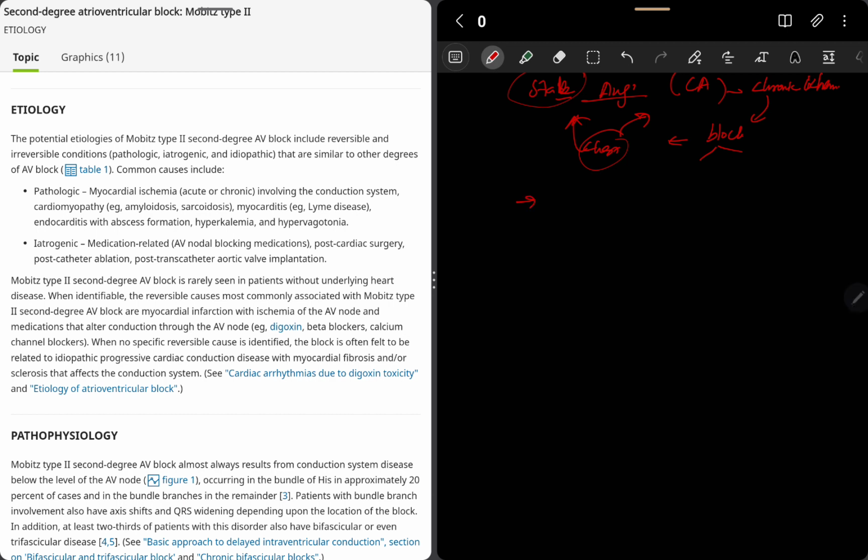Also, if there are any cardiomyopathic features like sarcoidosis, amyloidosis or Lyme's disease, that can lead to myocarditis. Or, for example, patients with hyperkalemia can undergo Mobitz type 2 second degree AV block. Also, patients with endocarditis with abscess formation can also land up in this condition.